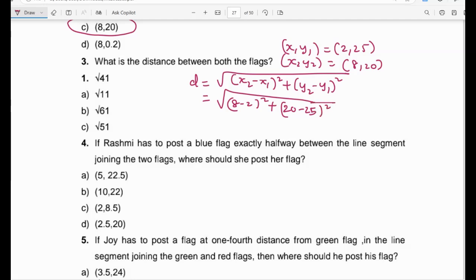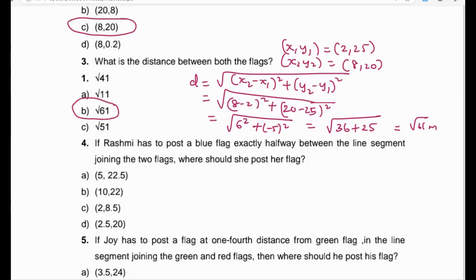Now 8 minus 2 is 6 square plus 20 minus 25 is minus 5 whole square. So 6 square is 36 plus minus 5 square is 25. When you add 36 plus 25, it will be root of 61 meters. So the distance between the 2 points is root of 61. Okay, next question is question number 4.